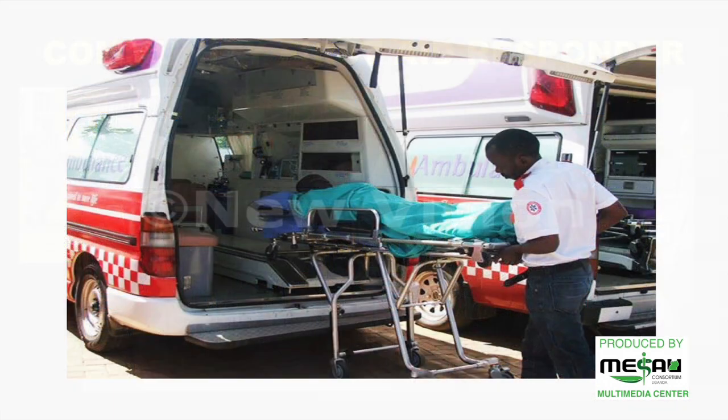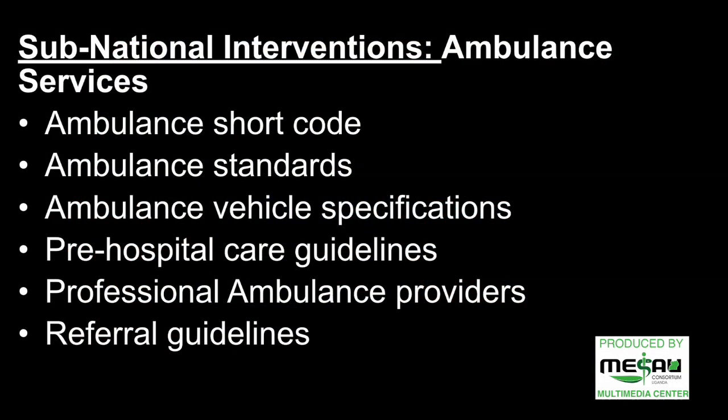For pre-hospital emergency care, which is ambulance services, we need to start seeing professional ambulance services of people that are trained, whose job day to day is to provide ambulance services. To do that, enabling components include an ambulance short code, such as what we have for the police, which is 999. There has to be an ambulance number. There have to be standards for vehicles, equipment, and clinical protocols as well for those professionals.